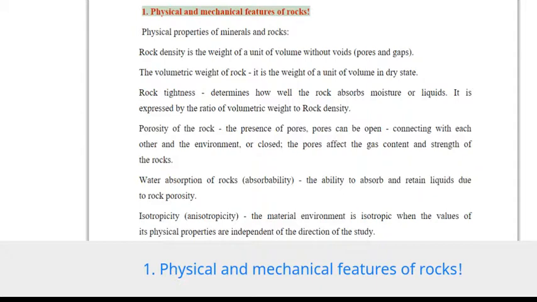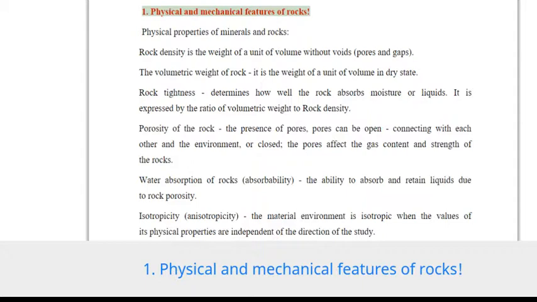Rock tightness determines how well the rock absorbs moisture or liquids. It is expressed by the ratio of volumetric weight to rock density. Porosity of the rock. The presence of pores. Pores can be open, connecting with each other and the environment, or closed. The pores affect the gas content and strength of the rocks.